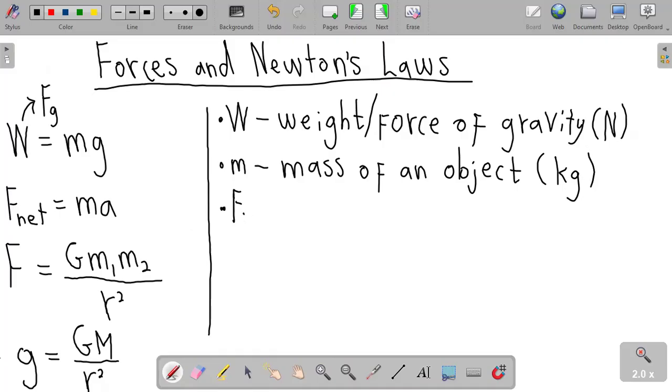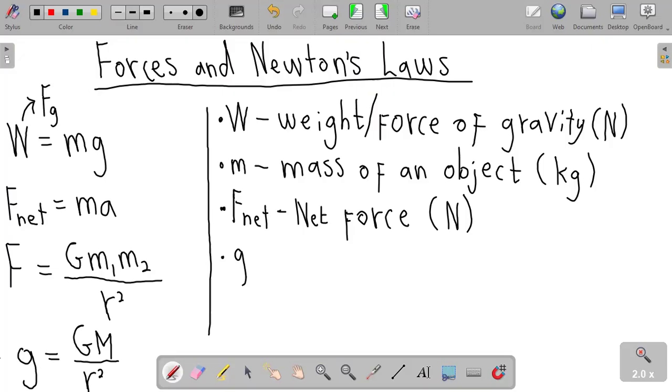Then F net. This is the net force acting on an object, and it is measured in newtons.